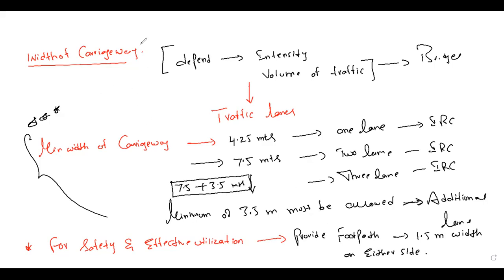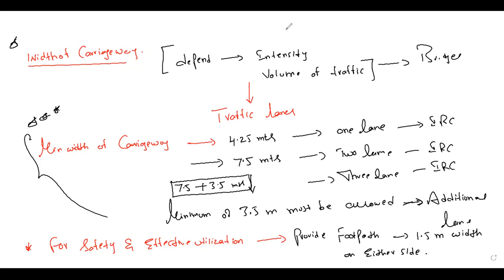This is about the width of the carriageway. Understand, very, very important. What do you mean by carriageway? What should be the minimum width of the carriageway for single lane, two lane, and three lane or more? And if you want safety and effective utilization of the road, one has to provide a footpath of 1.5 meter width on either side of the bridge. That gives your road a safe and effective carriageway.